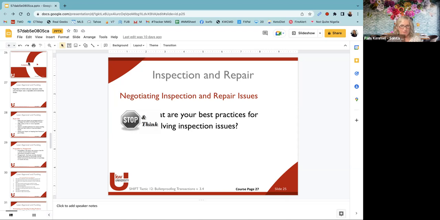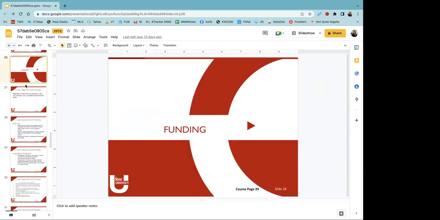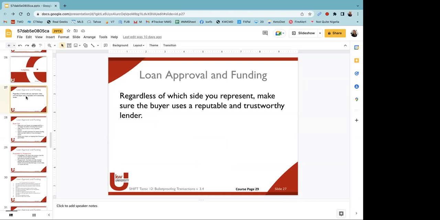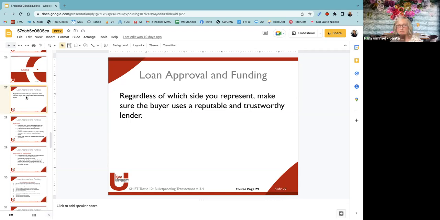Okay, next we're moving on to funding. We're moving on to the big money. Funding, loan approval. Regardless of which side you represent, make sure the buyer uses a reputable and trustworthy lender. And I don't know about you guys, how many times have you asked a buyer if they've been pre-qualified, and they have, and they are sharing with you their 1-800 number? An 800 number lender, that's what I call them, the 1-800 lenders.